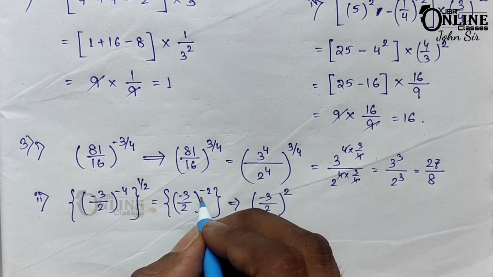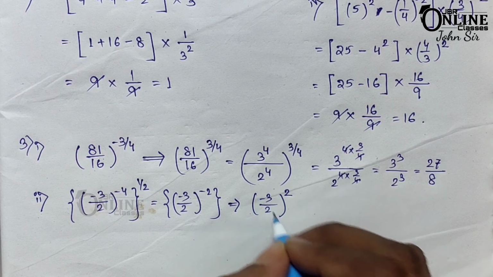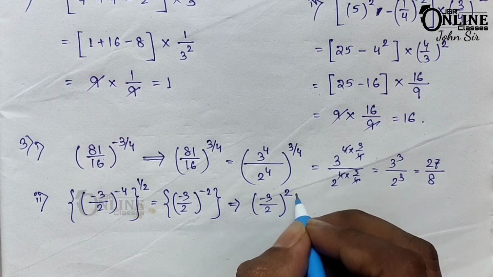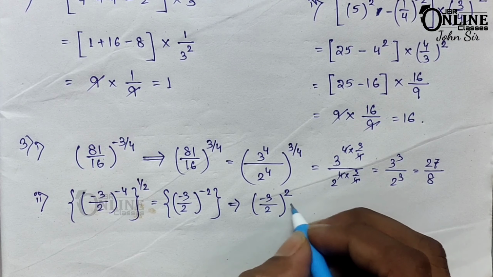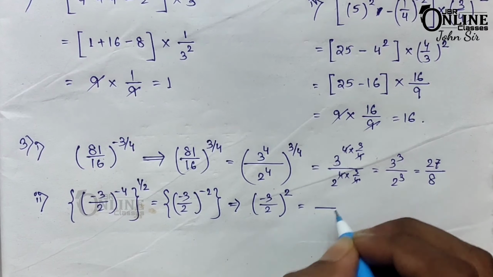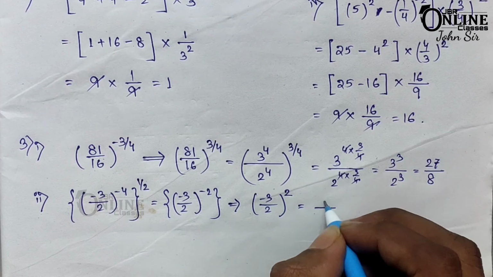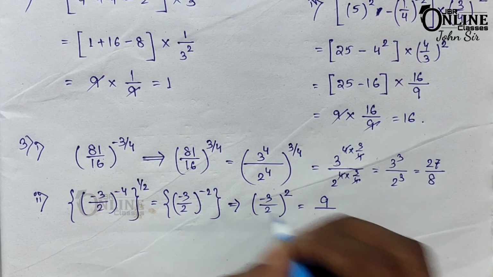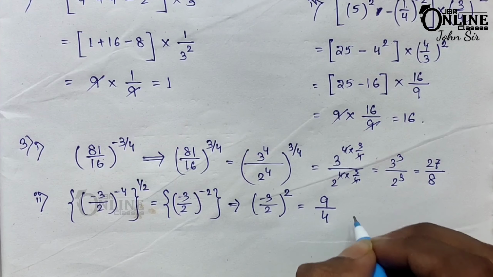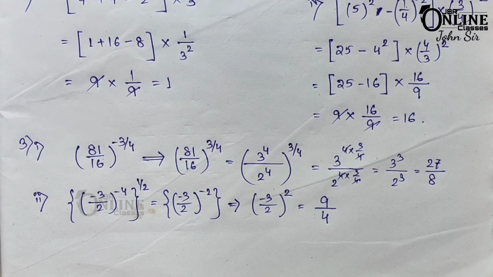power 2. As here minus 2, so the multiplicative inverse will be minus 3 by 2 whole to the power 2. Now you have to find out this value. So here minus 3 whole square, that means minus 3 into minus 3, it becomes 9, and 2 into 2, it becomes 4. So 9 by 4 is the answer.